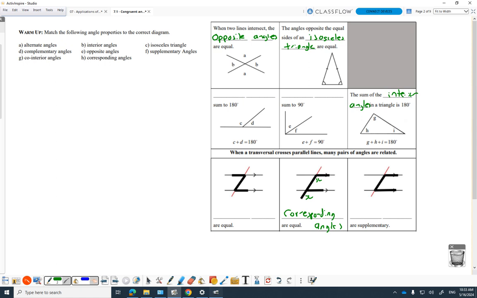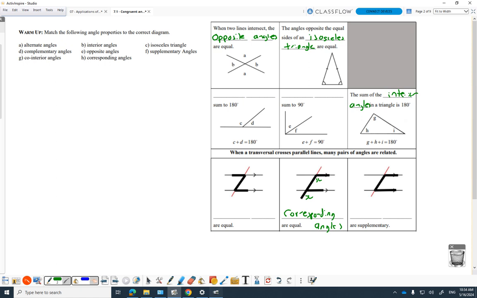You got another one? This one here? Co-interior. Yeah, you know what? That would look like co-interior to me. That could match up with that. But that's not called co-interior. It has a different name when they add up to 90 like that.